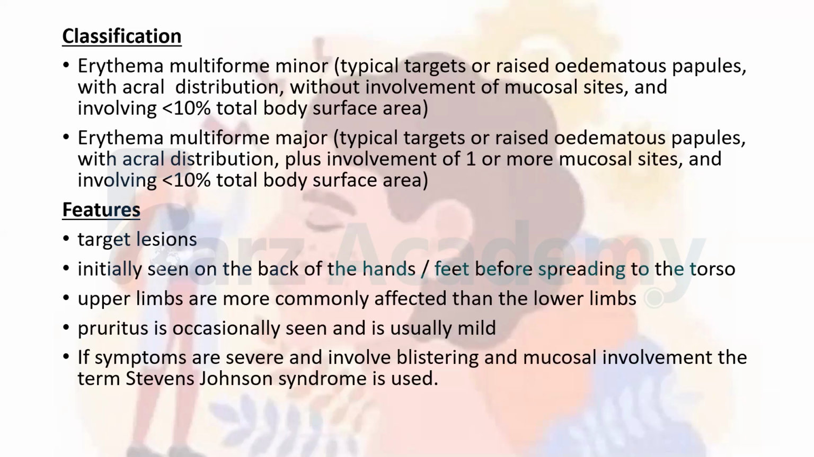So as I mentioned earlier, the characteristic lesion is a target lesion or a bullseye lesion. Initially seen on the back of the hands or feet, spreading to the torso. So it starts from the limbs and spreads upwards. Upper limbs are more commonly affected than lower limbs. Pruritus or itching is occasionally seen and very, very mild in these conditions. And if the symptoms are very severe and involve blistering and mucosal involvement, then it is known as Stevens-Johnson syndrome, which is another important condition for your exams. We'll discuss that next.